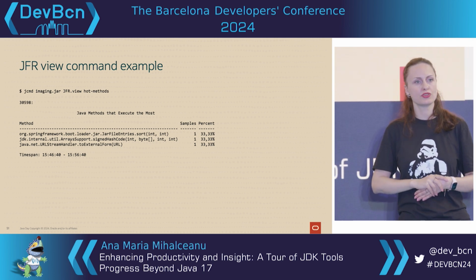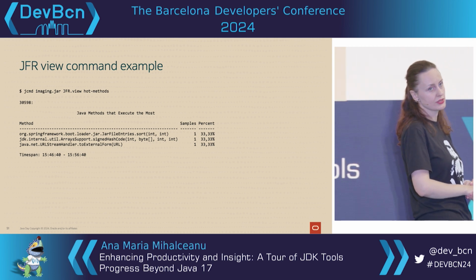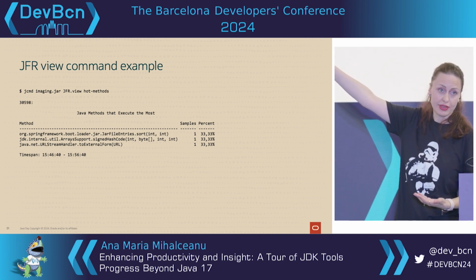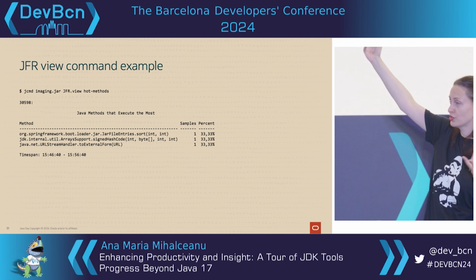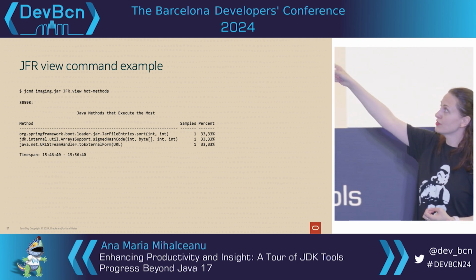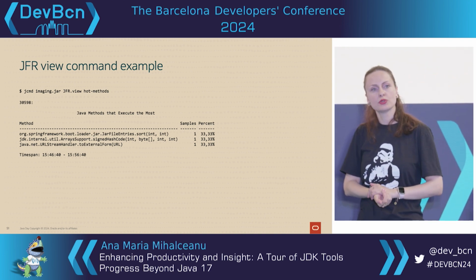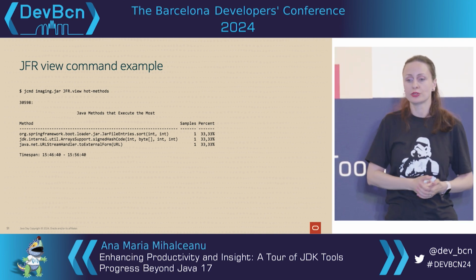And in this case, you can use JFR.view with jcmd. So send a diagnostic command with jcmd to your jar file, for example, the name of your jar, imaging.jar in my case, and say JFR.view hot-methods. And this shows which methods executed the most for my running jar.